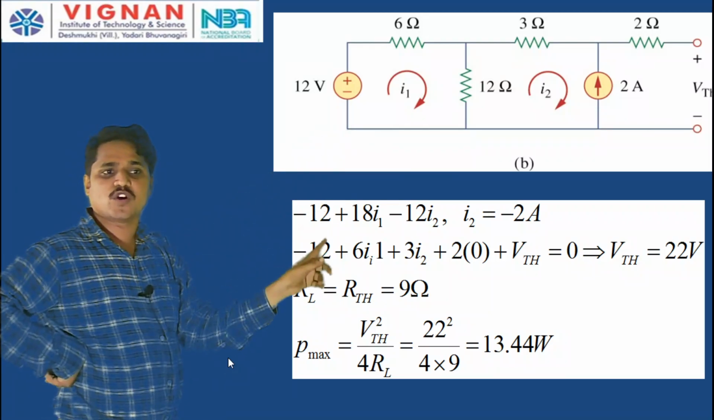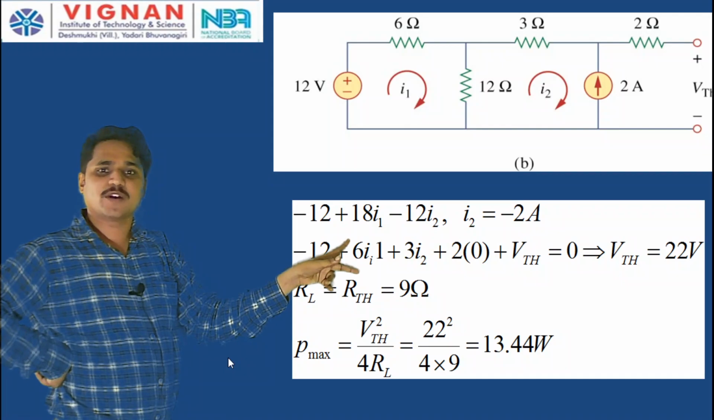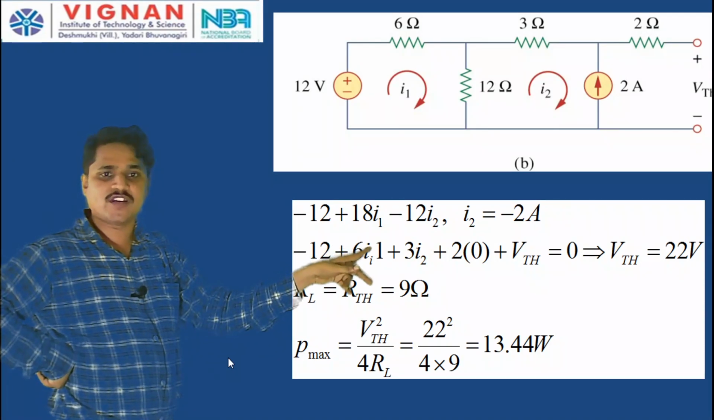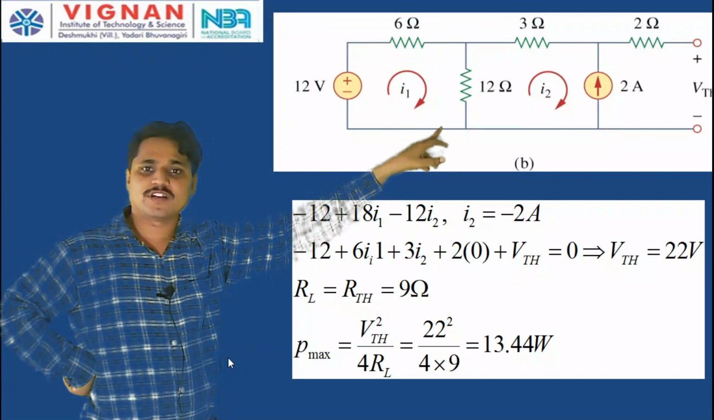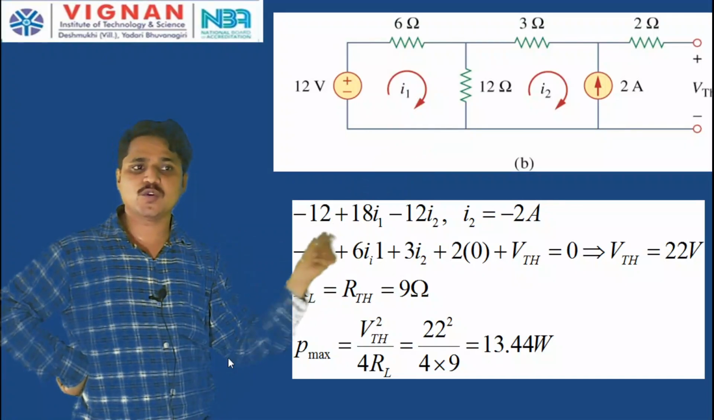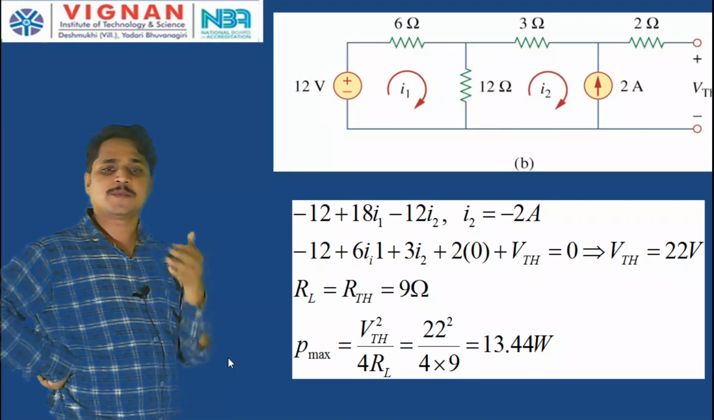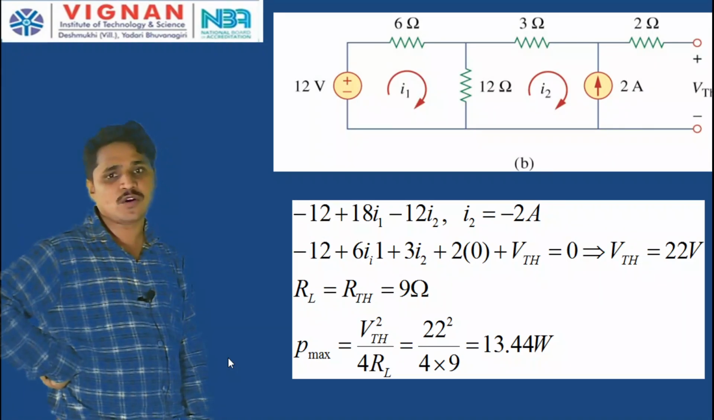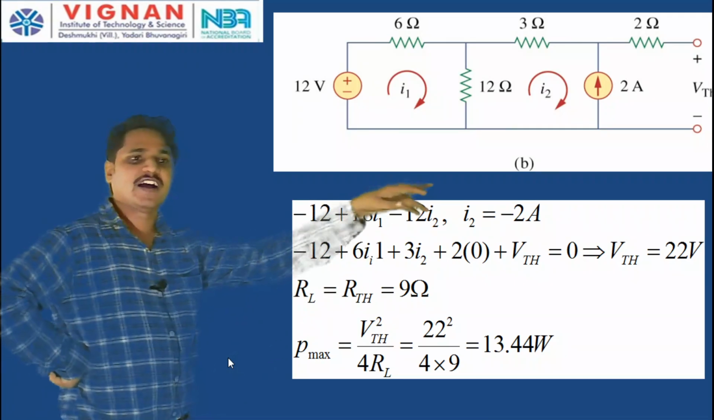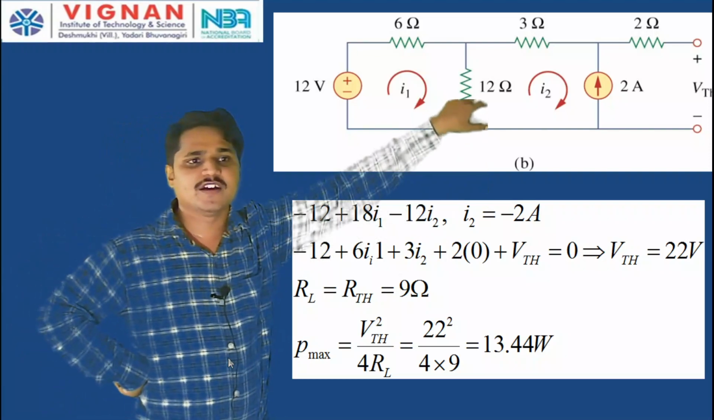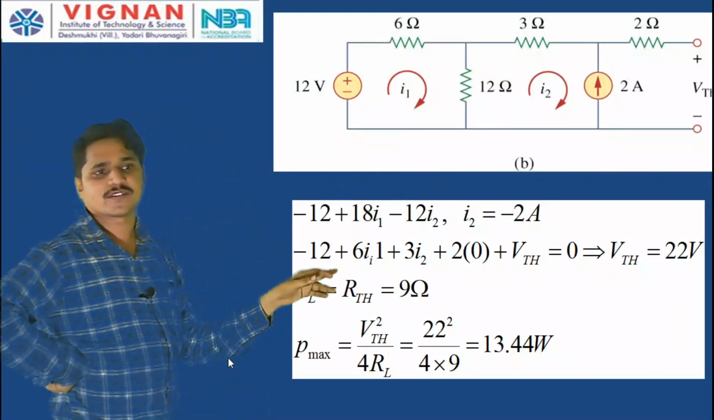First, minus 12 volts plus 6 ohms and 12 ohms are in the first mesh. Therefore, 6 plus 12 is 18 I1, minus 12 I2, since the 12 ohm resistor is between the two meshes, is equal to 0. The algebraic sum of the voltages around any closed path is equal to 0. But I2 is already given: 2 amperes flowing from bottom to top, so I2 is equal to minus 2 amperes.